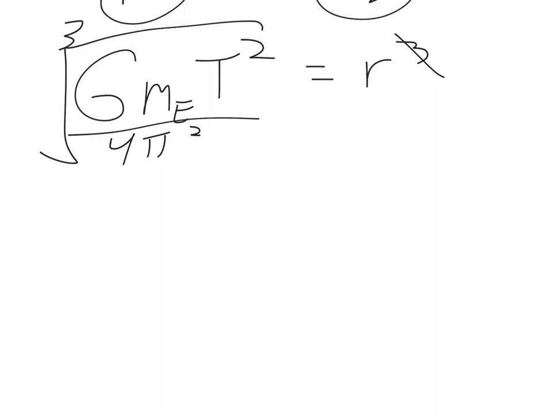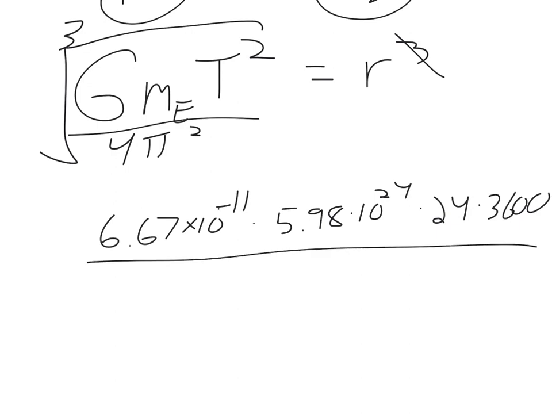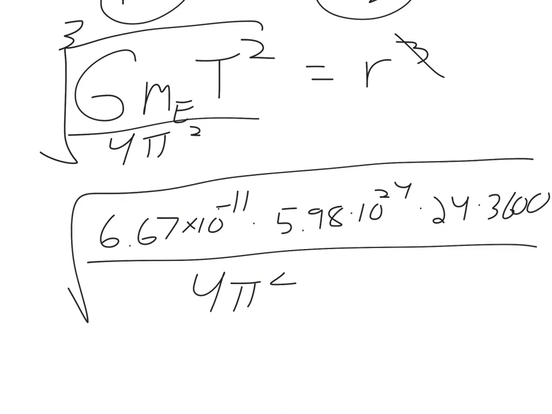This is 6.67 times 10 to the minus 11. Everything was in meters and kilograms, and so we should be okay. All right, that's G. Mass of Earth is times 5.98 times 10 to the 24th. And the period of the Earth is 24 times 3,600, because we want everything in seconds, over 4 pi squared, and that will be cube rooted. Ugh, what a problem.